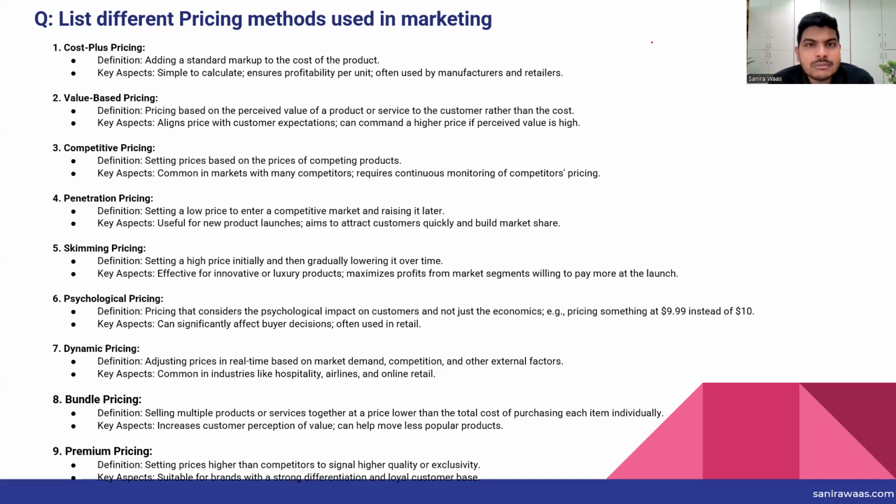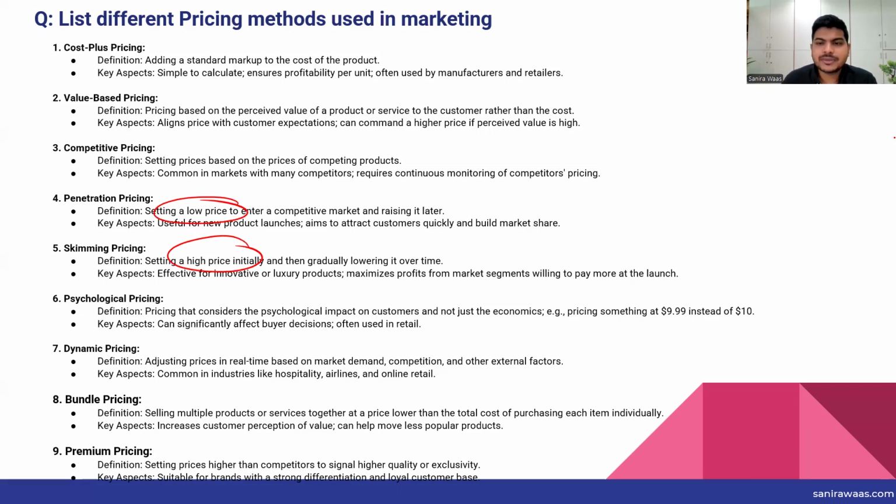Competitive pricing: you always monitor your competitors' prices and you drop or increase yours based on what the competitors do. Penetration pricing: you try to be the lowest in the market and penetrate into the market. Skimming: you try to set a higher price and get the best of the market. As I said, Apple does it. Whenever they launch all the expensive items, they use skimming pricing.